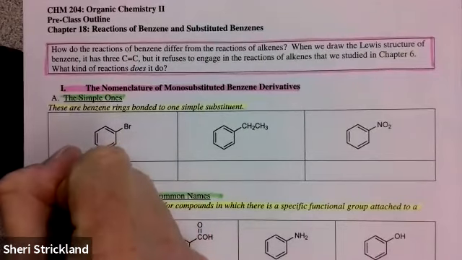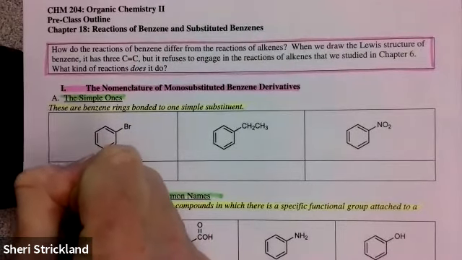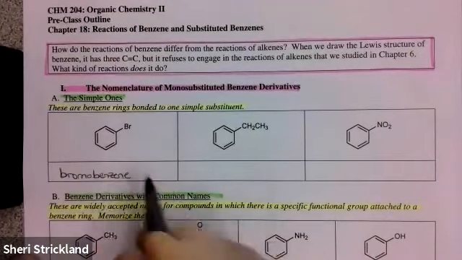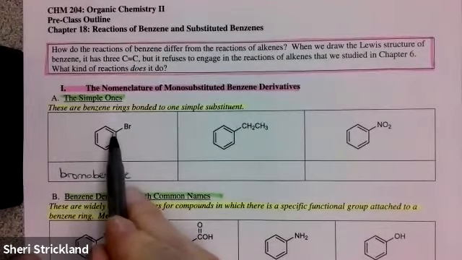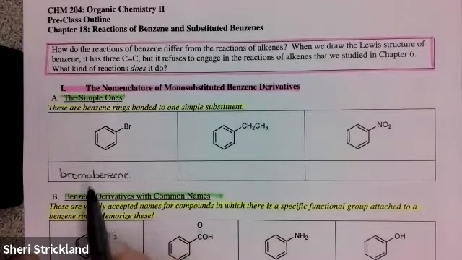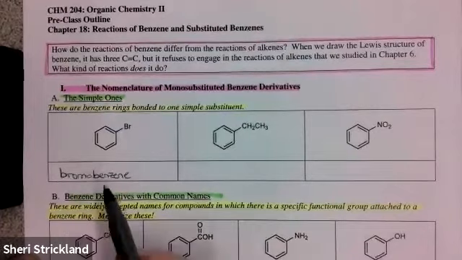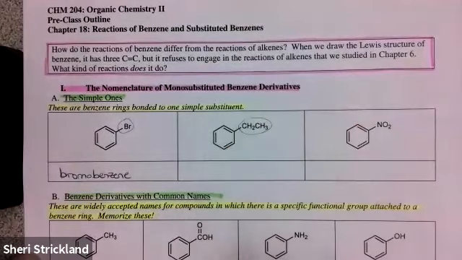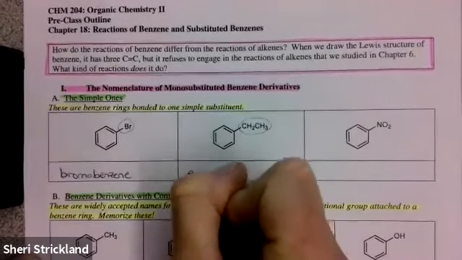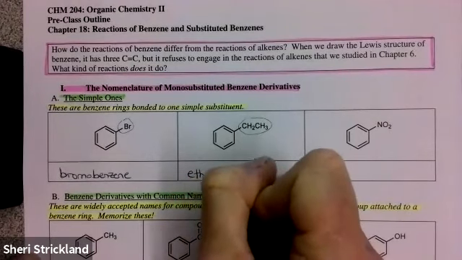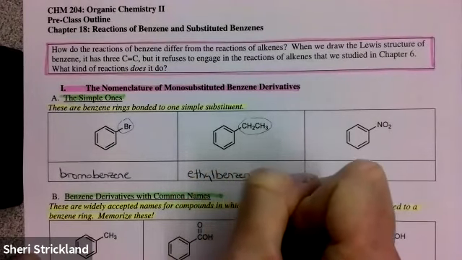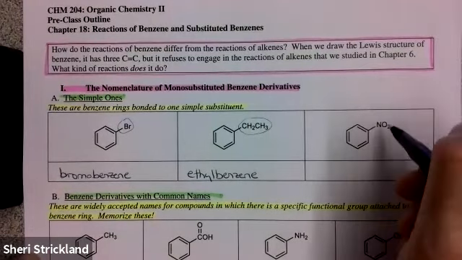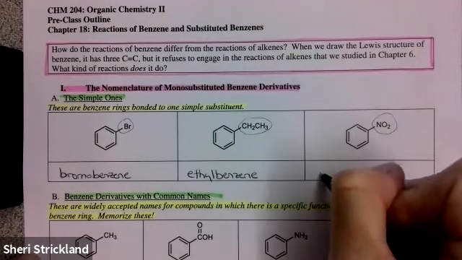So this guy is bromobenzene. And since all of these carbons are identical, you don't have to say that this is carbon 1. You could call it 1-bromobenzene, but you don't have to. So this guy has an ethyl group attached to the benzene ring, so it's ethylbenzene. And that is true for any alkyl group except a methyl group, and we'll talk about that here in a minute. And then this guy is nitrobenzene.